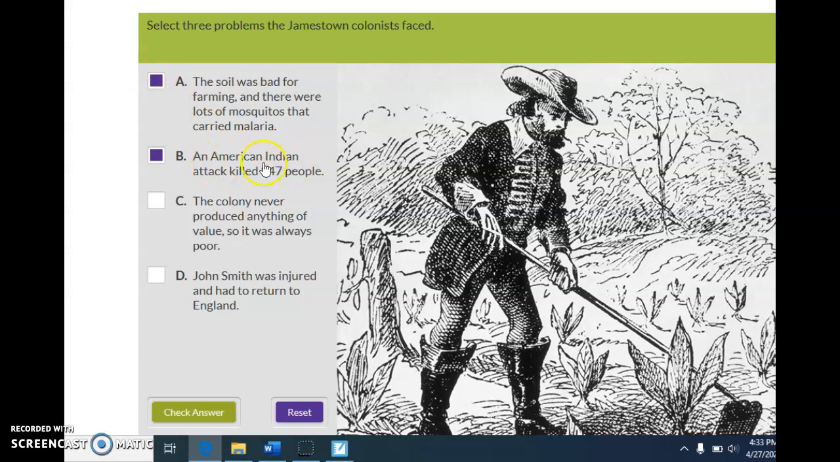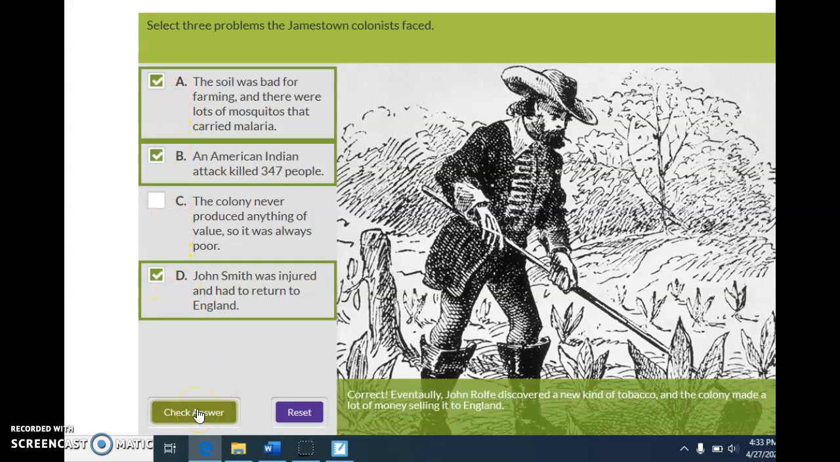Did American Indian groups attack and kill many people? I think they did. The colony never produced anything of value, so it was always poor. Well, that doesn't sound very true. This might be true. What about this last one? John Smith was injured and had to return to England. Yes, and this was a problem because John Smith was a good, solid leader for them. So when he left, things got worse. So I'm going to go with A, B, and D.